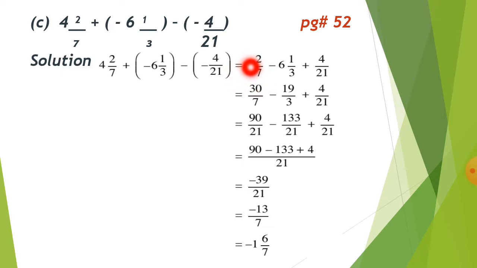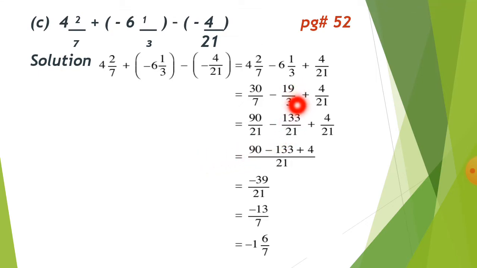7 4s are 28. 28 is going to be added with the 2, it will be 30 over 7, and 6 3s are 18. 18 plus 1 will be 19. Then the same, we have written 4 plus 4 over 21. We are going to take the LCM of these three numbers in the denominator. 7 3s are 21, it will be 21, 21, 21, and we are going to divide 21 by 21, it will be 1. Then 90 multiplied by 1, the same 90 will come.